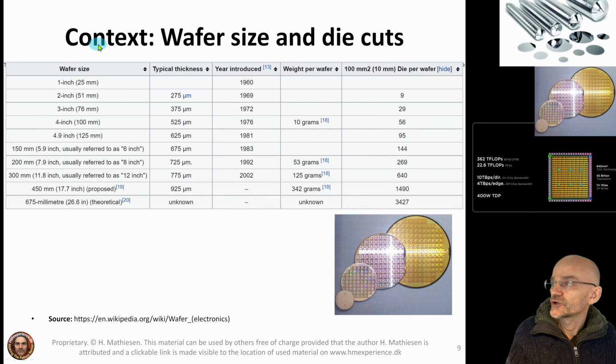This slide here shows the relation between wafer size and die cuts. And also it shows that we started out making integrated circuits on some much smaller wafers that were only 1 inch in diameter, 25 millimeters. That was in the 1960s. And as time went by, we have used larger and larger wafers. And today we are still stuck on 300 millimeter wafers, but we already had those in 2002. And we haven't really further increased the size of these wafers, and the reason is that it's immensely complicated.